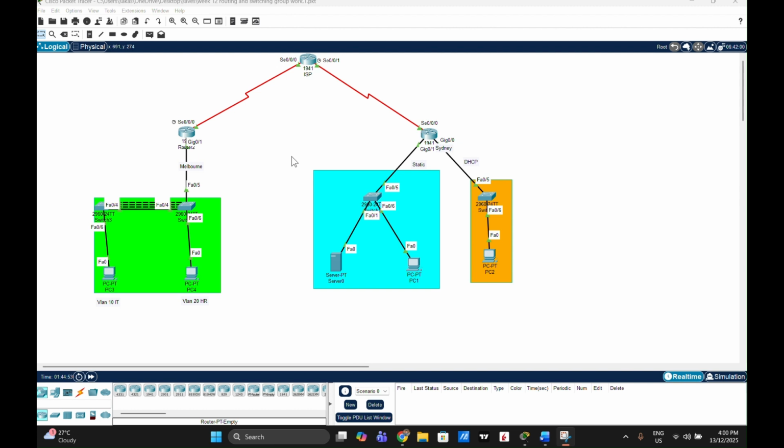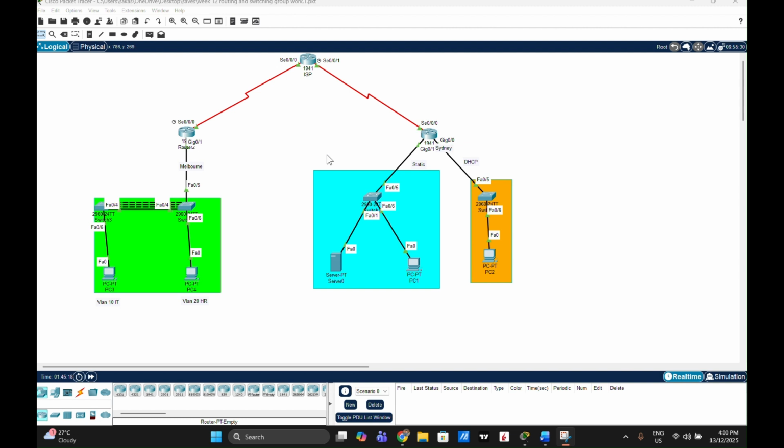OSPF helps to solve these issues. I upgraded the routing protocol to OSPF. OSPF is faster, more reliable, and uses cost instead of hop count to choose the best path. It converges very quickly, which reduces downtime. OSPF also works very well within the VPN tunnels, which is important for this design.